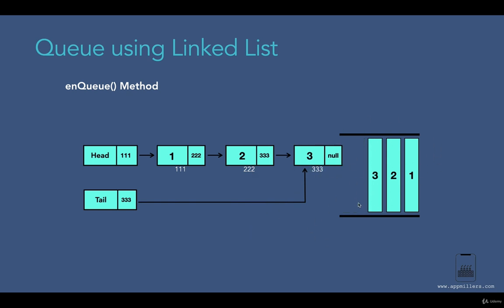Now you might notice that whenever we are inserting a node to the queue, it's inserting after the previous node. So basically, in case of linked list, when we are enqueuing a node to the queue, we are inserting a node at the end of linked list. Because in queue, when we are inserting an element, we are inserting it at the end of the queue. So this is how enqueue method works in case of queue using linked list.